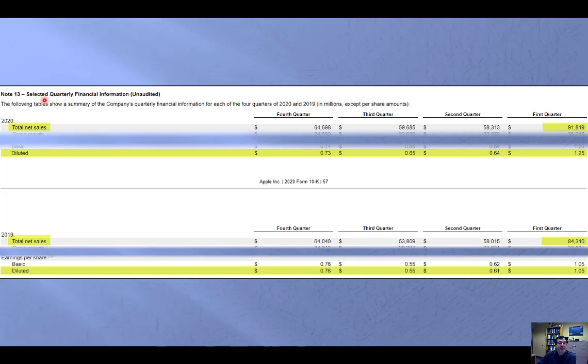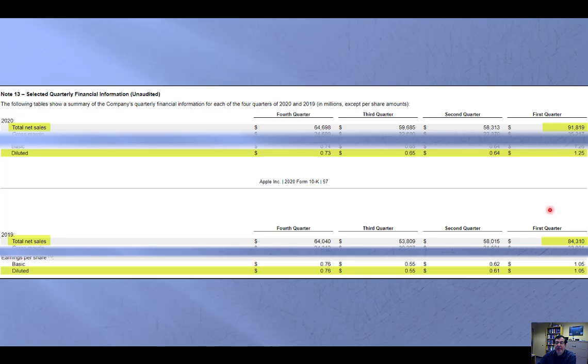In their financial statements, one of the notes is selected quarterly financial information. They give revenues, they give diluted earnings per share, and all of these, except the first one, have been retroactively adjusted by dividing by 4 as if the split occurred at the beginning of the period over here, or the beginning of the 2018 fiscal year. Watch this though. Their first quarter is the highest.